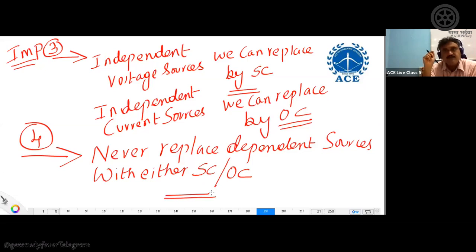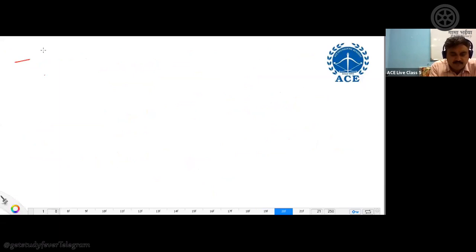They are like relatives. You cannot beat them. That's the reason if at all you want to remove a dependent source, don't simply remove. Just because you have a dependent voltage source, don't replace it with short. Or just because you have a dependent current source, don't replace it with open. You cannot do that in a circuit. Very, very important. Now, is there any possibility that these can be removed? Okay, I will tell that point also.